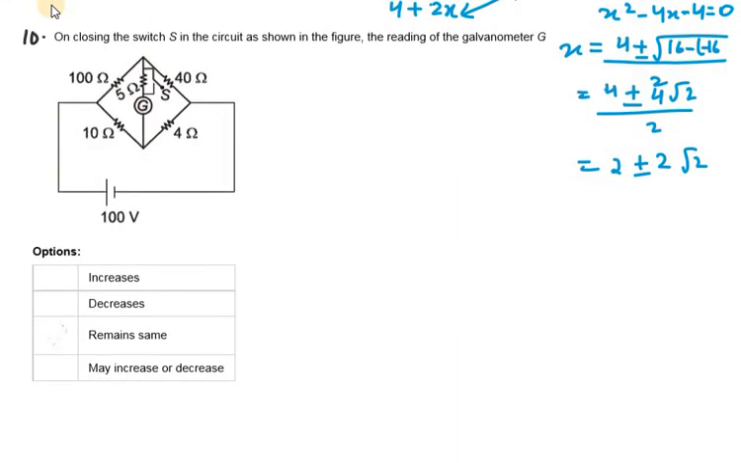Now moving on to question number 10, it says, on closing the switch S in the circuit as shown in the figure, the reading of the galvanometer G is. So here we are given a balanced Wheatstone bridge. So the circuit is a balanced Wheatstone bridge, and therefore the current through the galvanometer will always be 0. So in this case, the right option will be 3. That is, it remains zero because it is of the type Wheatstone bridge.